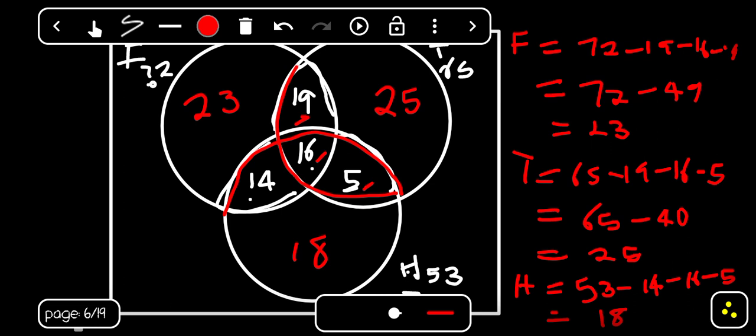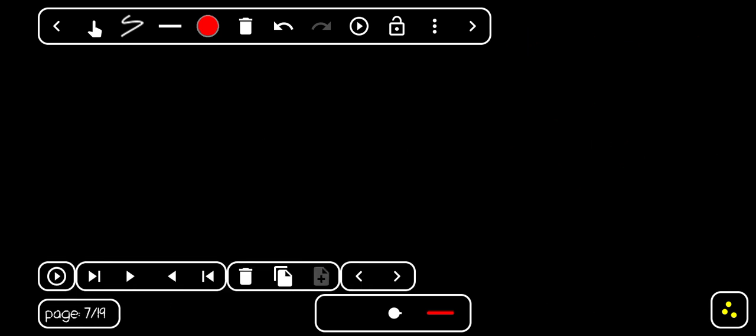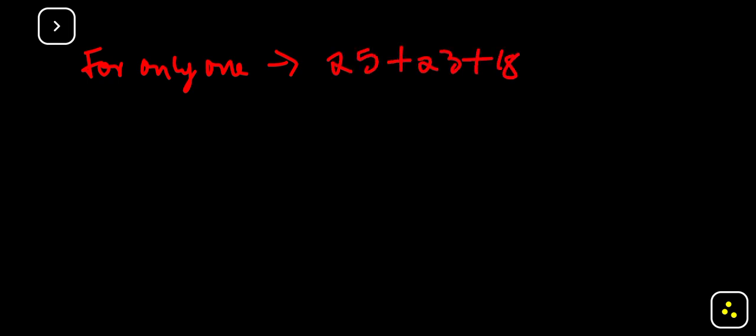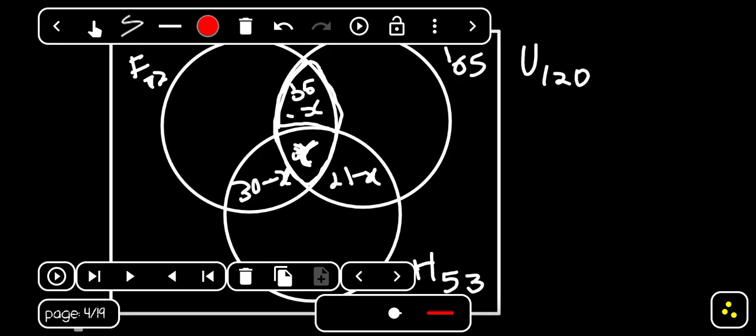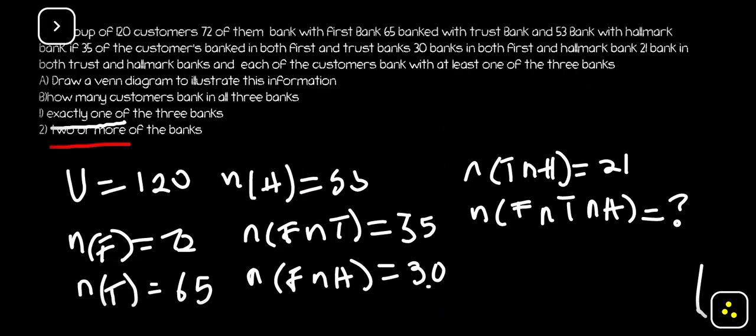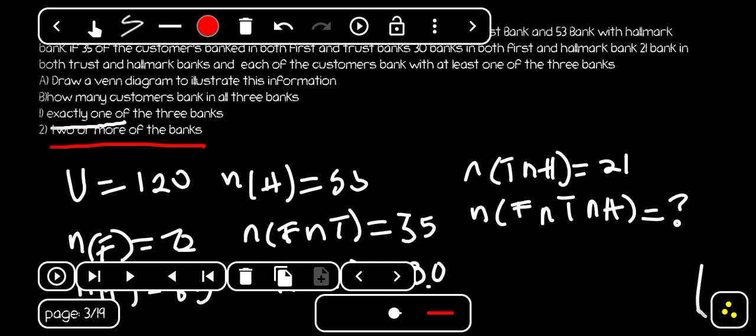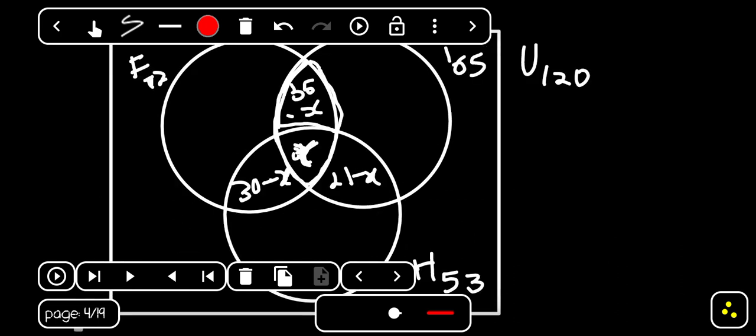So for only one, we have 25 plus 23 plus 18, and that will be 66 customers. But the question also tells us that there's more. We need to find two or more of the banks. So how many people banked in only two banks, but also more than two banks? Meaning we're looking at only two banks and also three banks, because two or more is that.